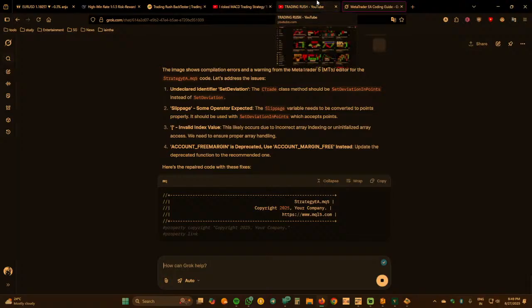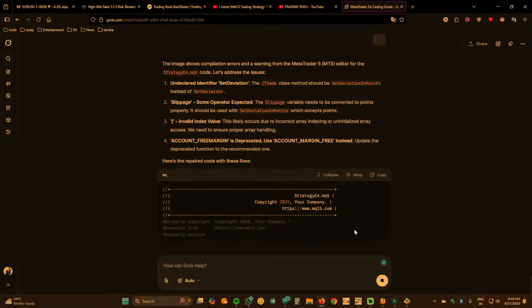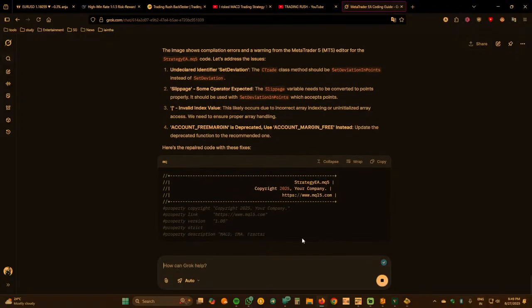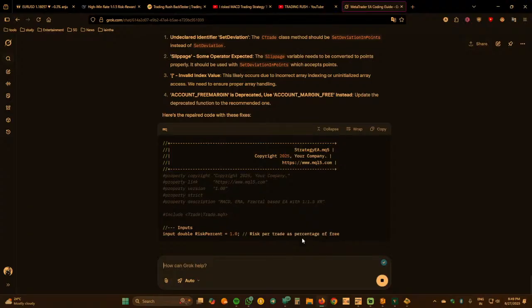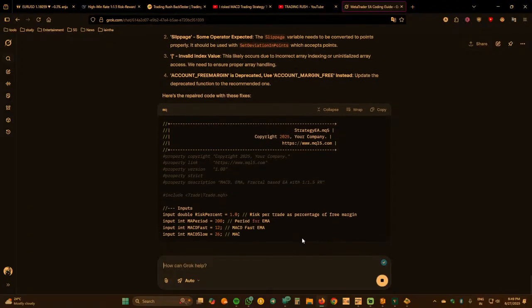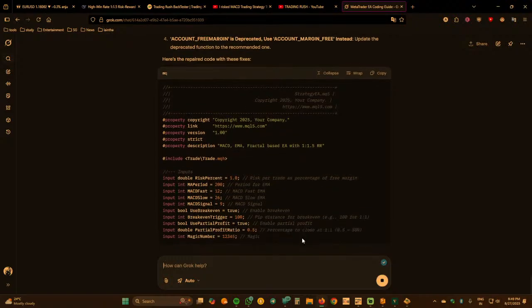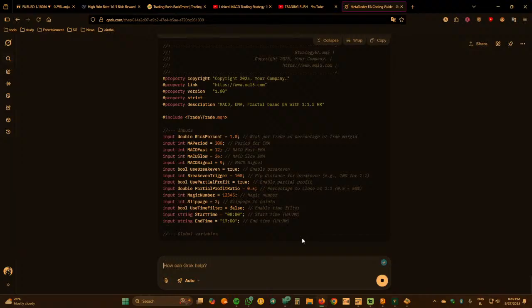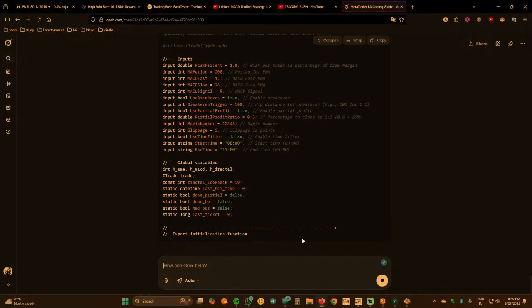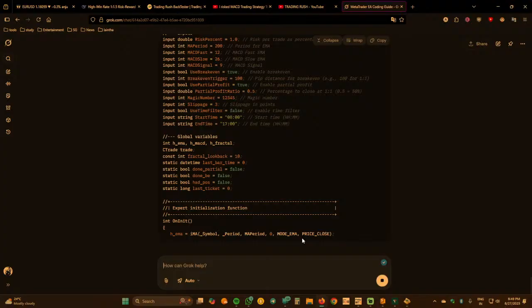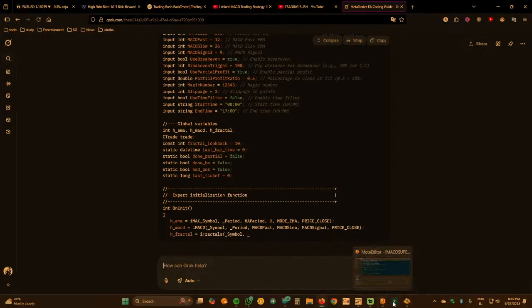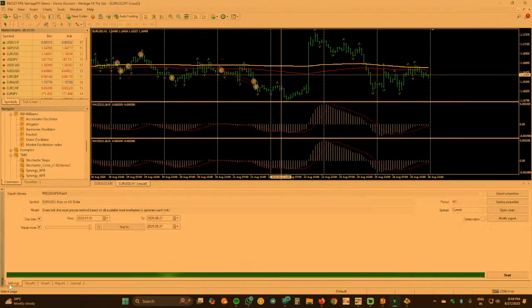So we are on the verge of creating an algorithm which trades completely on its own. Right now I am creating an EA using Grok, and I'll be using that to test on MetaTrader 5. On MetaTrader 4, I already have a functioning EA, which I'll use on the daily time frame.